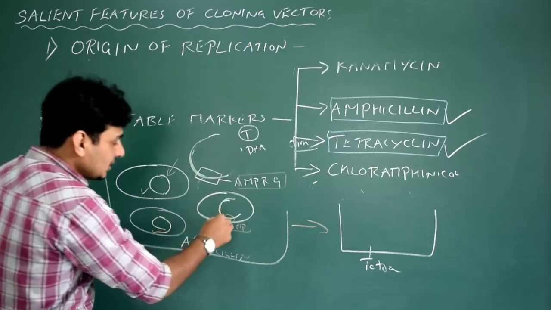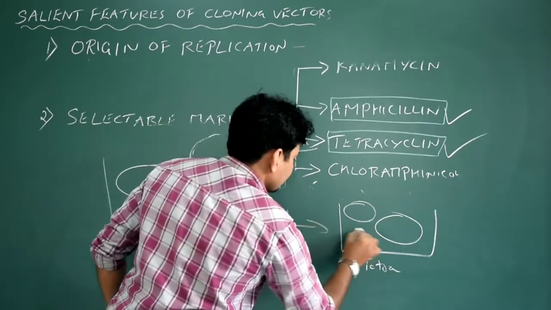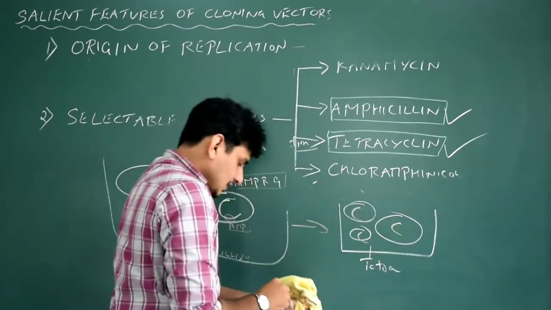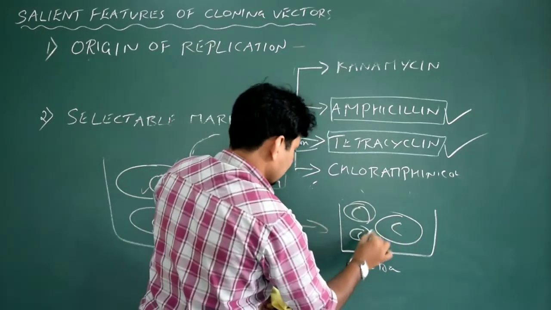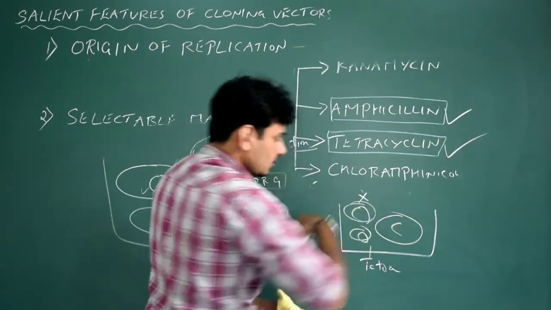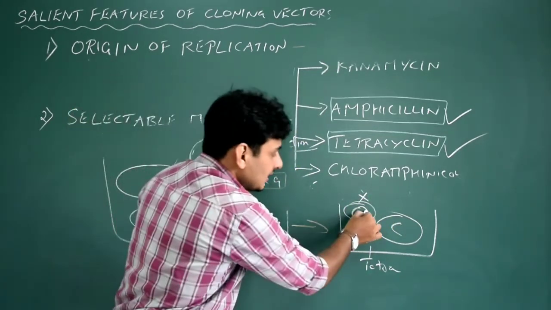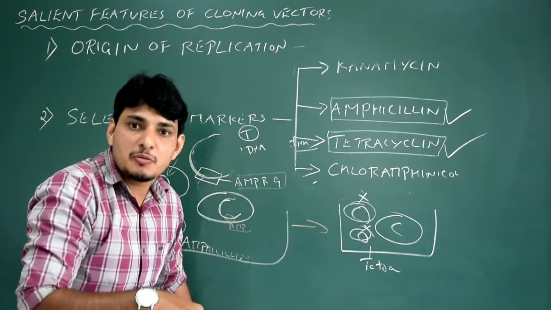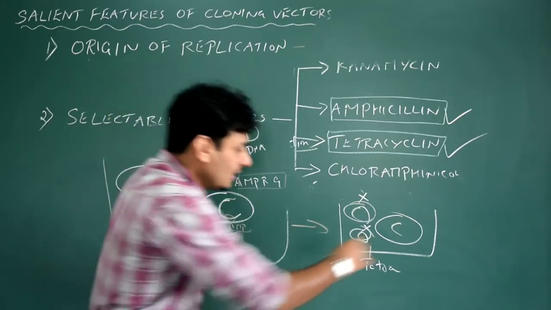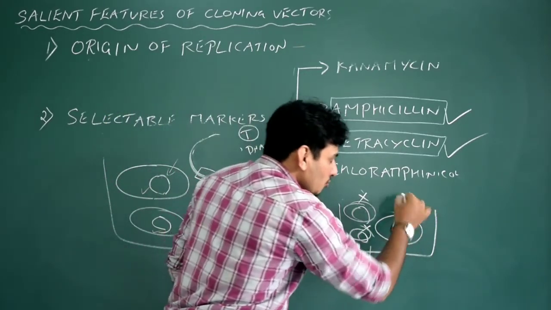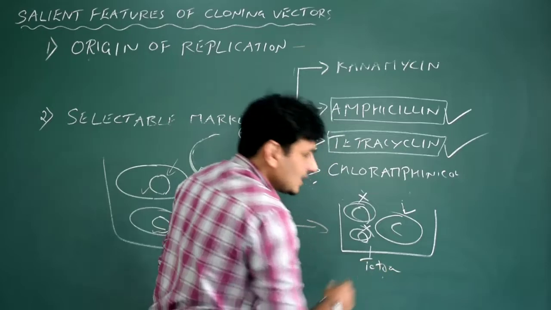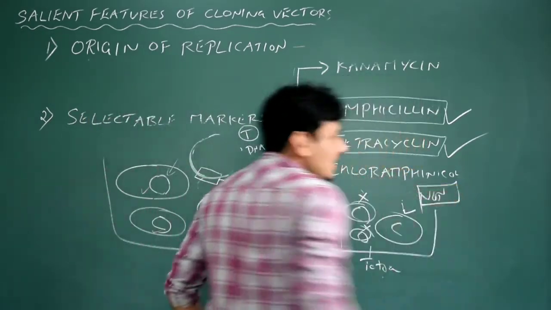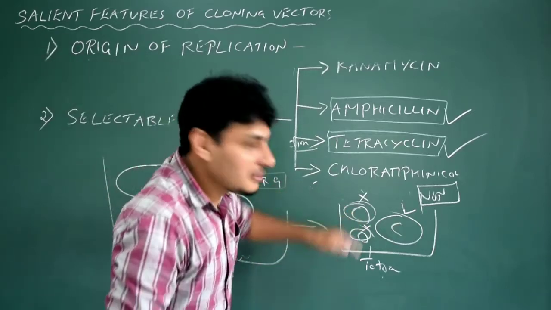Now do you think that this one, the third one, will survive? No. It will not survive because the tetracycline resistant gene is gone. So that means the real transformants will get killed. Whereas this one will survive. So the bacteria or host organism which survives in tetracycline is not a transformant. So these are non-transformants.